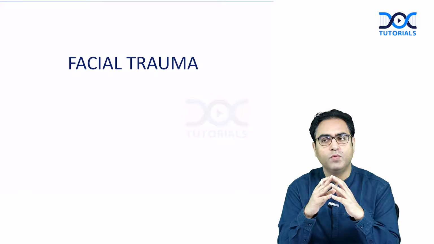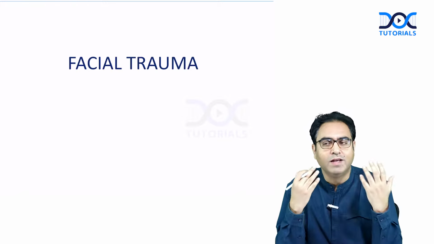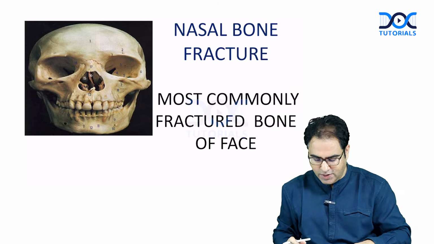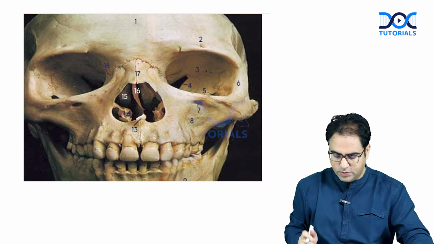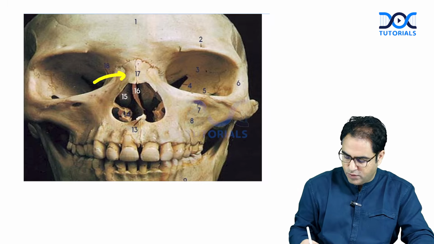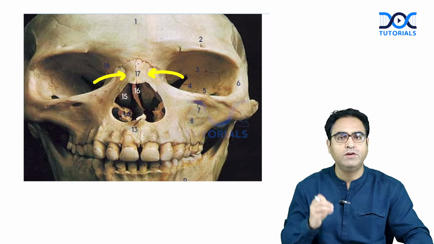First question, which is the most commonly fractured bone of the facial skeleton? The answer is nasal bone. Nasal bone is the most commonly fractured bone of the face. Look at the skull. Now, this pair of bones, right side and left side, is a very thin cosmetic bone and very easy to get fractured.